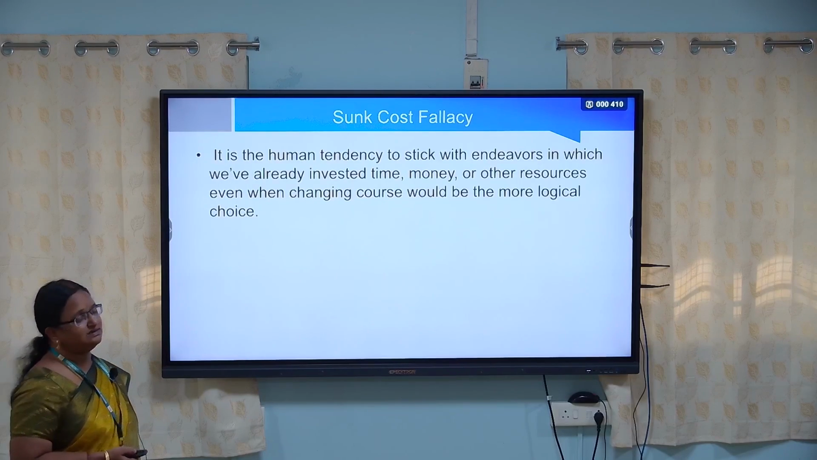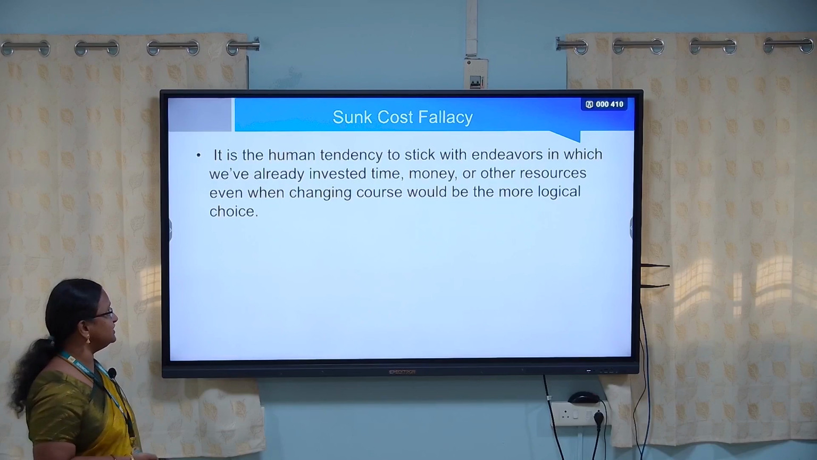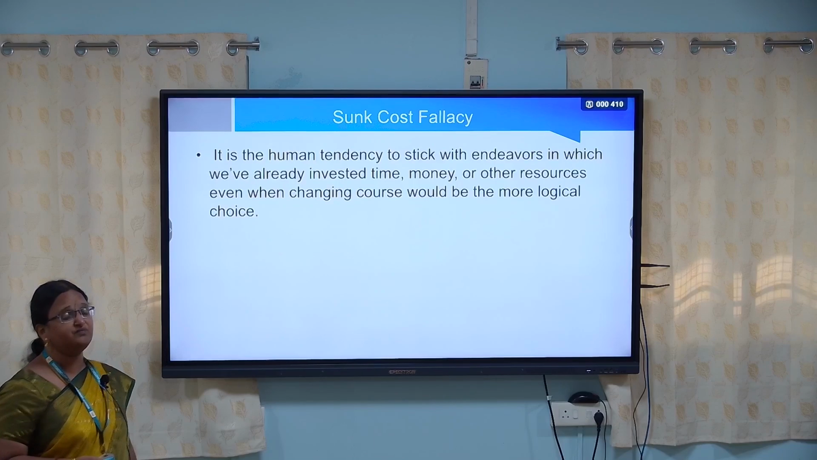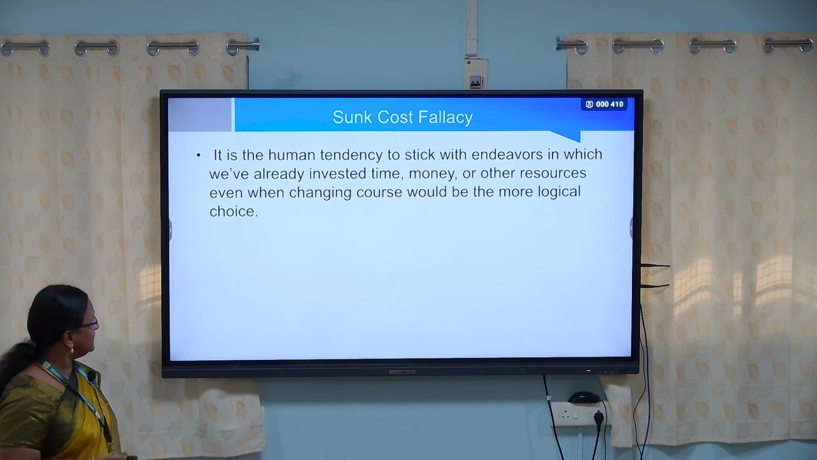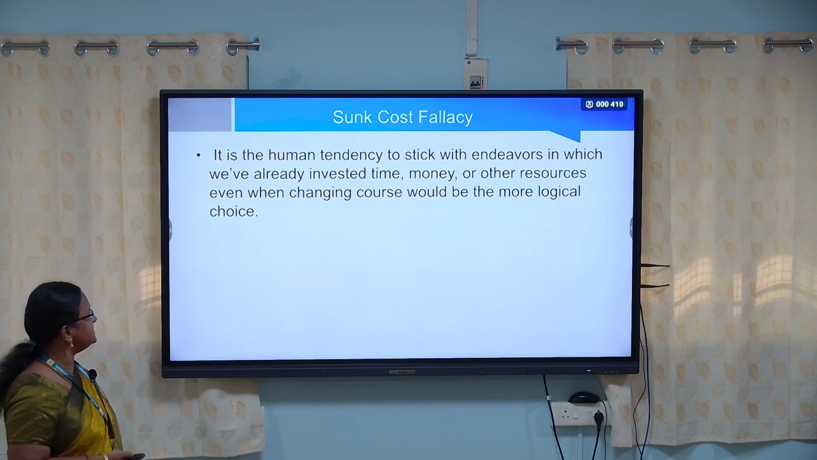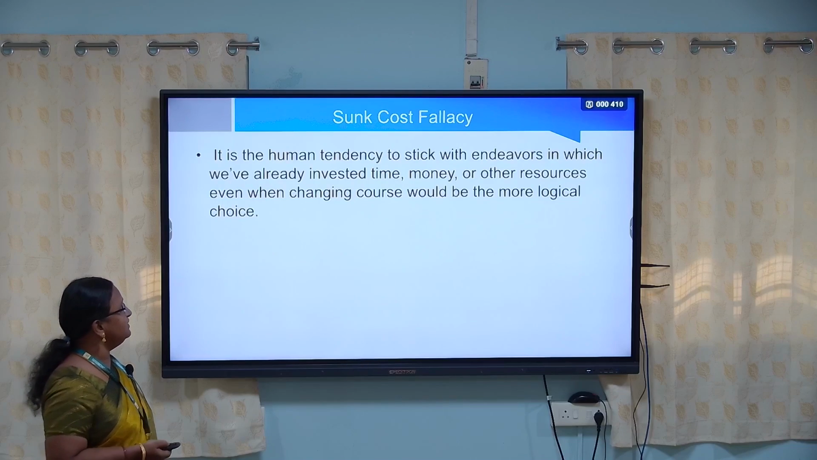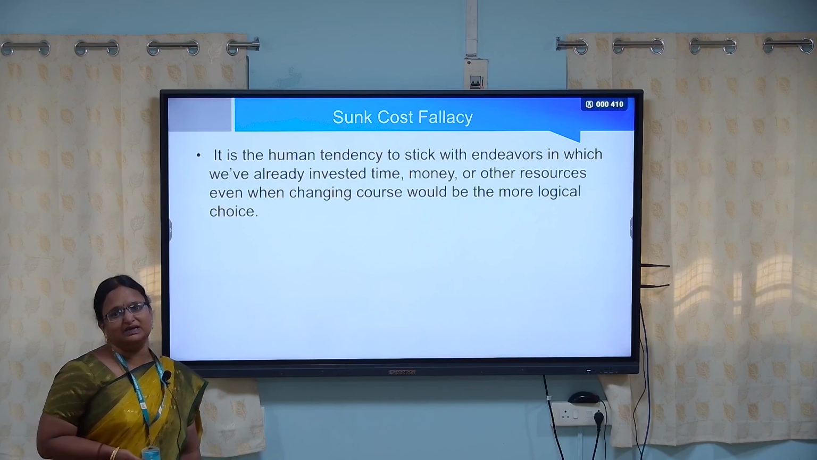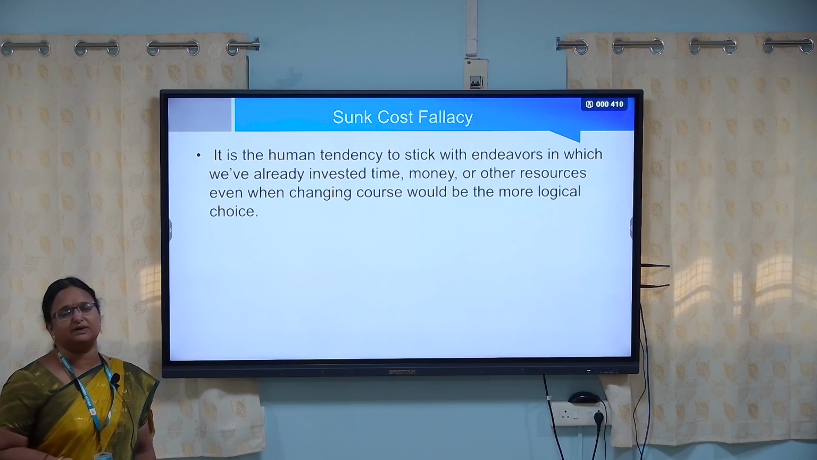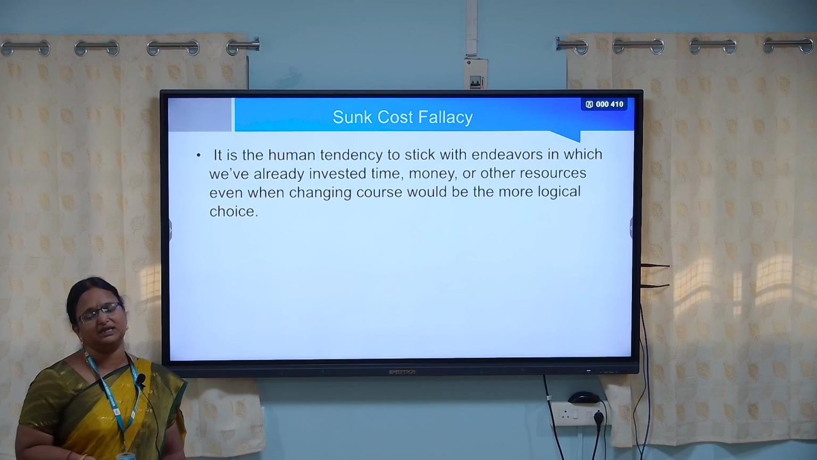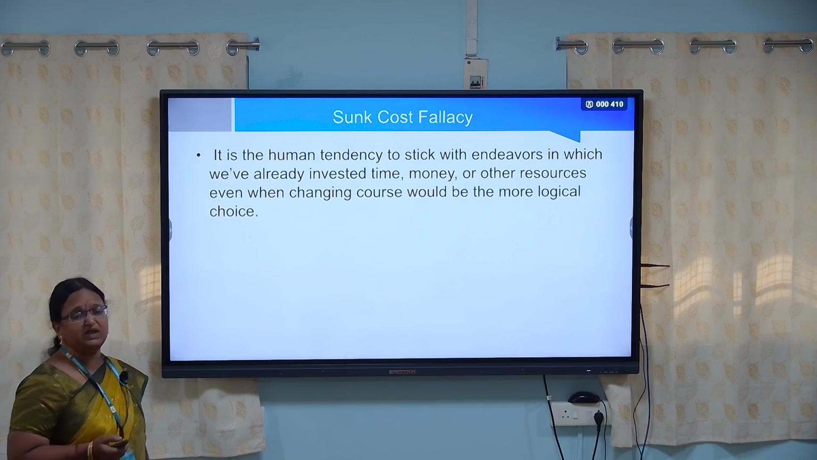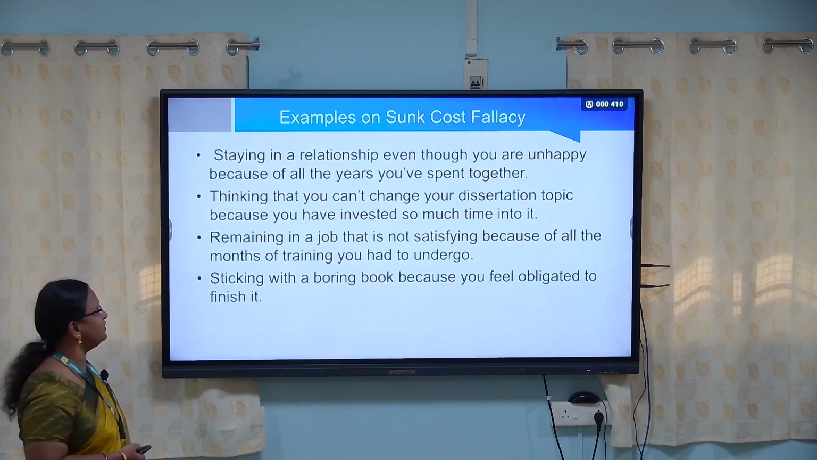Here the behavioral concept is the sunk cost fallacy. It is a human tendency to stick with endeavors in which we have already invested time, money and other resources, even when changing course would be the more logical choice. As we have invested some time and some money, we don't want to change our decision. This behavioral concept is called the sunk cost fallacy.